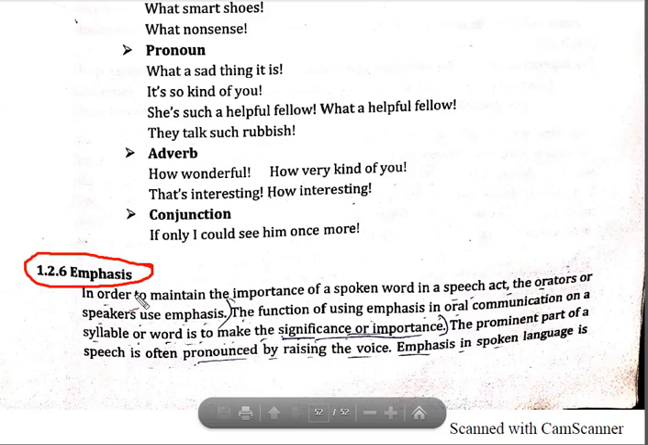Emphasis in spoken language is synonymous to accent and stress. So when we put emphasis on the words, on the synonymous words, we show the accent and the stress. And when we put stress on the synonymous words, automatically the listeners will analyze that, automatically the listeners get to differentiate between these synonyms.